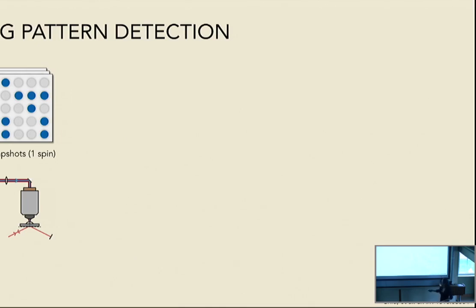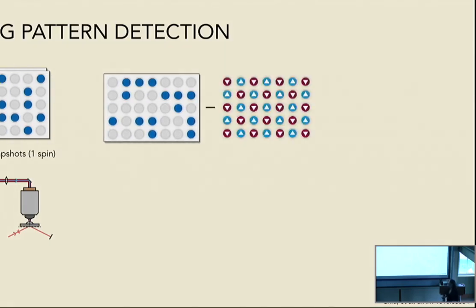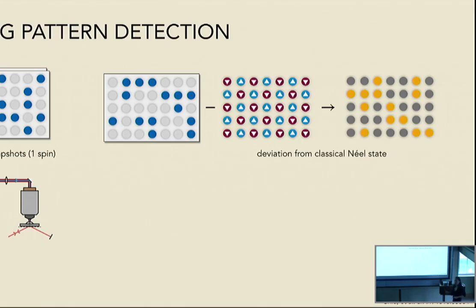I'll go through an example just with these cartoons. And let's say that they're from the microscope. So we have a bunch of measured snapshots that have one of the spin states removed. For every single one of these images, we now compare to a classical Néel state, a perfect checkerboard. And we ask, what are the sites that deviate from this state? And these are the ones, in this case, highlighted in yellow.